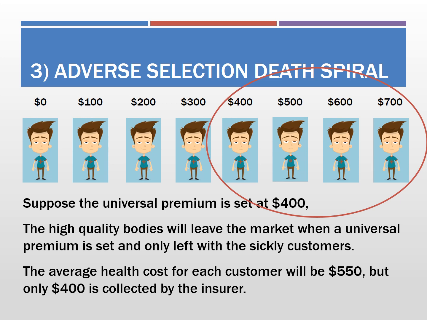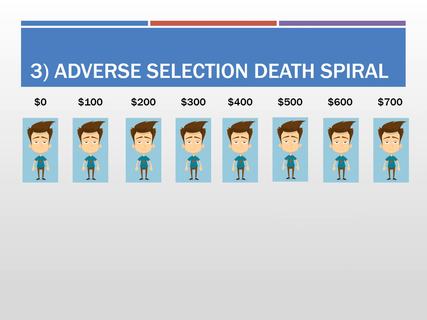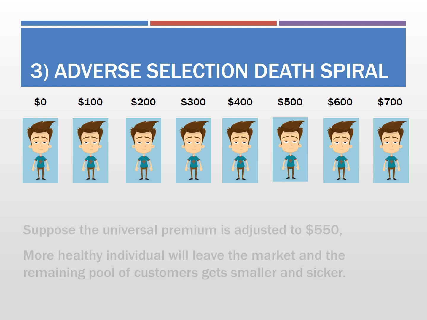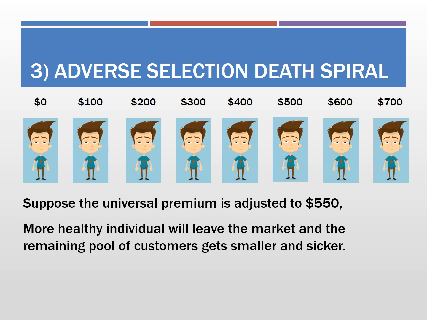Well, the insurance company is a profit maximizing firm. Obviously, they won't just sit here and say, well, you know what, we are going to just lose money every single month. Well, this will get into a cycle. So this cycle will repeat itself. Let's suppose the insurance company figures out the total average cost is $550 for every single individual they have to pay in the market. So they adjust the premium now to $550.